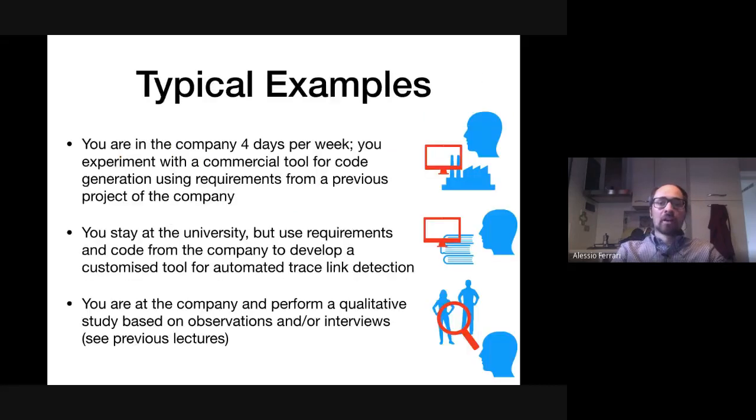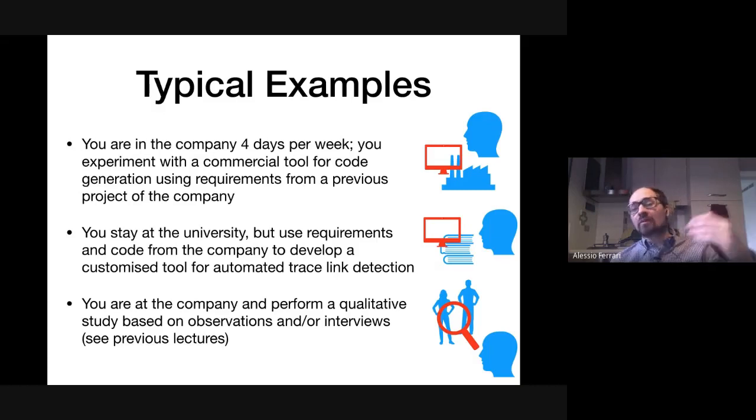Okay. A typical example of cases in which you do case studies is when you are a PhD student and you are in the company for 4 days per week, and you experiment with a commercial tool for code generation using requirements from a previous project of the company.